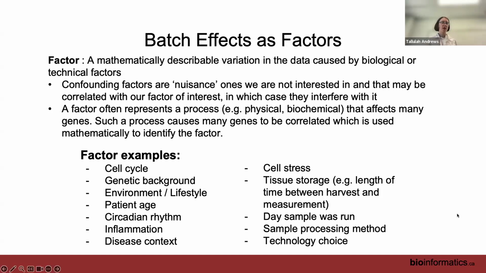So we're also talking about these as biological factors, right? So these confounding factors are generally nuisance sets of variability that could be biological or technical in origin. It can represent a physical process, such as the cell cycle, that affects many genes. So we already talked about confounding factors, right? Things like the cell cycle, genetic background, environment, lifestyle, age, etc. that we talked about previously.